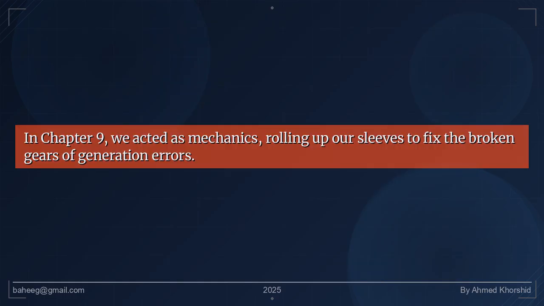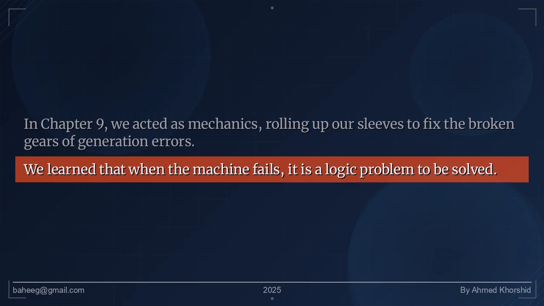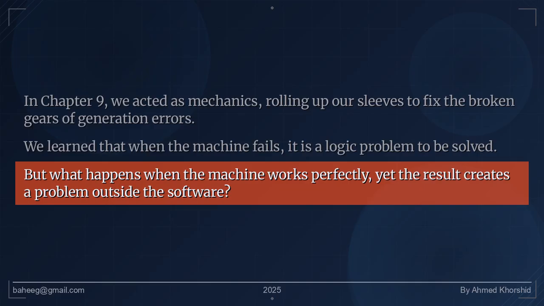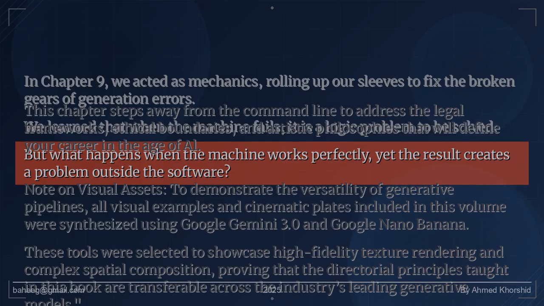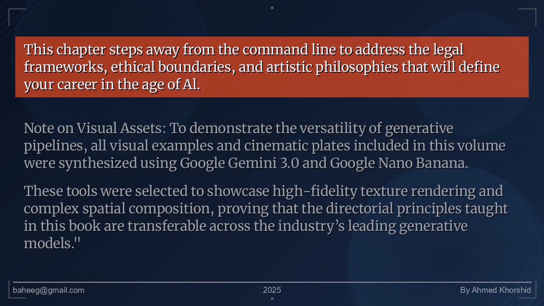In Chapter 9, we acted as mechanics, rolling up our sleeves to fix the broken gears of generation errors. We learned that when the machine fails, it is a logic problem to be solved. But what happens when the machine works perfectly, yet the result creates a problem outside the software? This chapter steps away from the command line to address the legal frameworks, ethical boundaries, and artistic philosophies that will define your career in the age of AI.